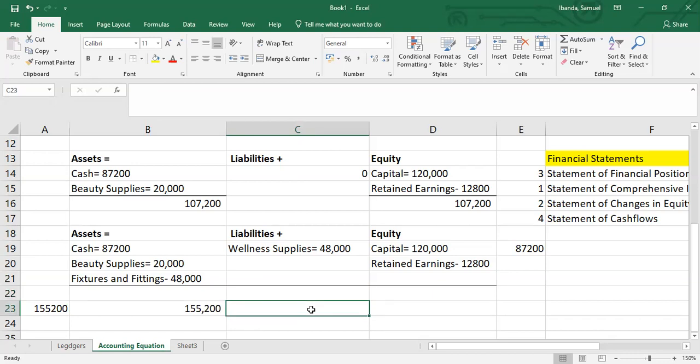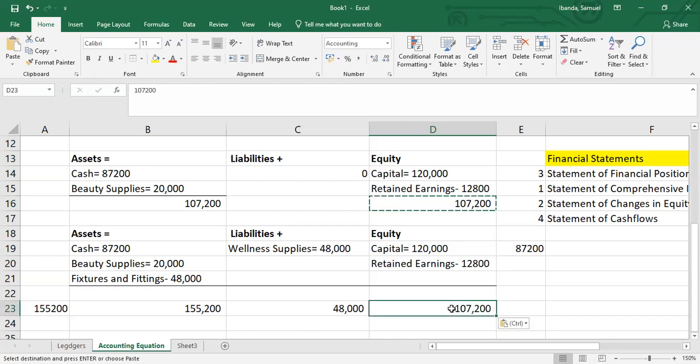So I have that. Here I'll have 48,000. If it's an accounting question, it will already give you an indication of whether you've been able to give the right answer or not. Then right here, I still have my 107. So is my accounting equation balanced?